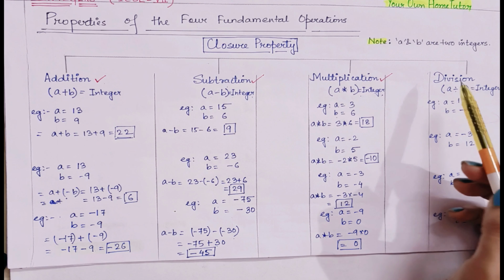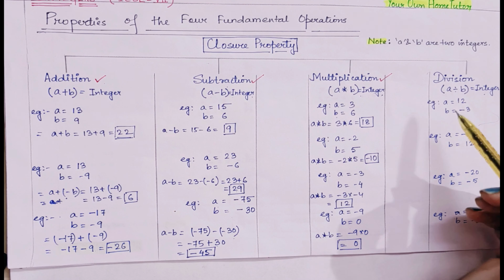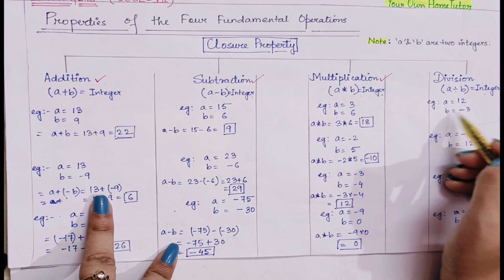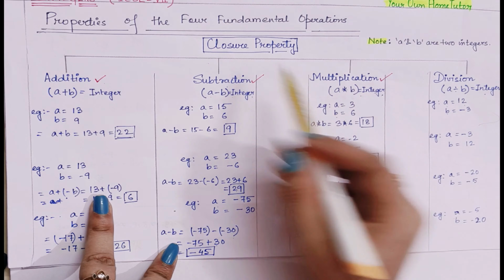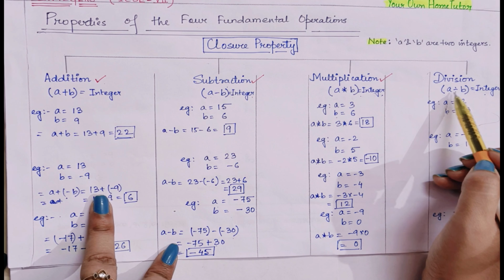Now let us see if the closure property holds for division. Here a and b are 2 integers. In the first example, we will take a as 12 and b as -3. For the closure property to hold, we should get an integer after dividing a with b.